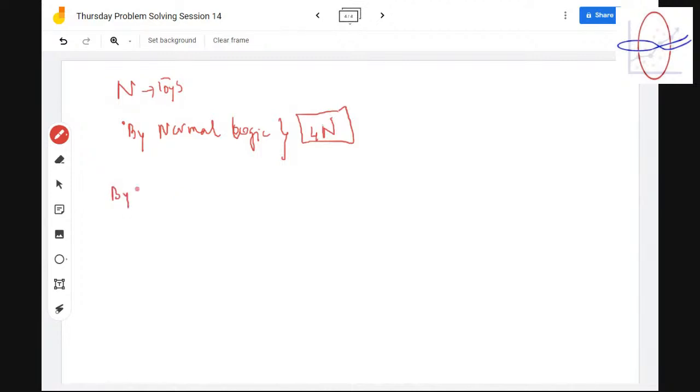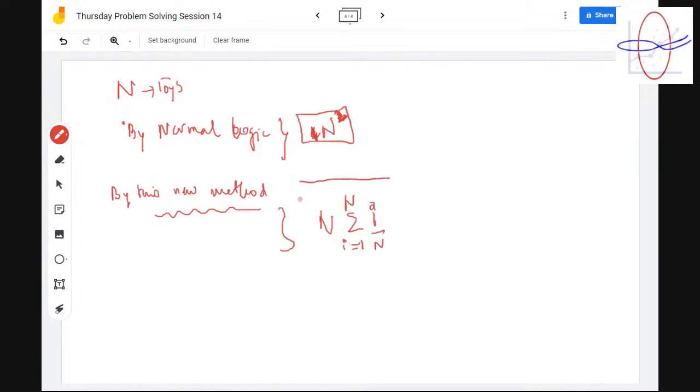By this new method, what have we got? Not only 4n, I think n square, right? n toys, so 1 by n. Each follows probability 1 by n, so n into n, times n square. n number of toys means n square. We have got 16 therefore. And in this method, we have got n into the summation of i by n, i from 1 to n. This is what we have got, right?